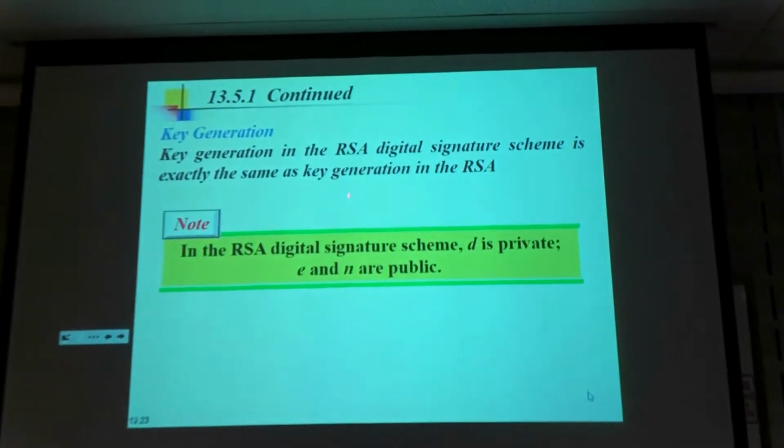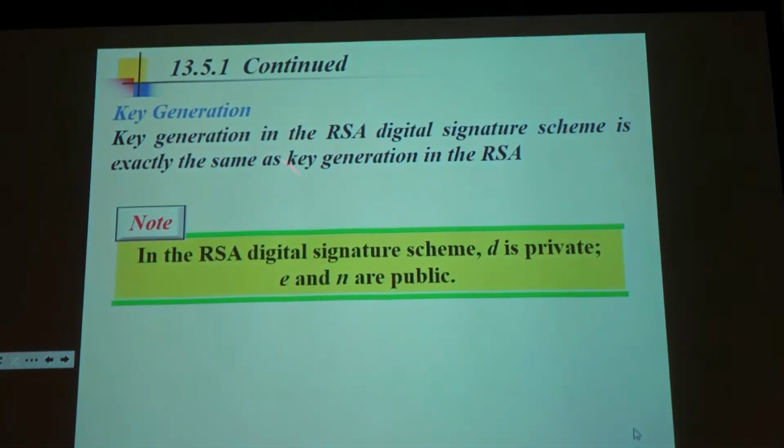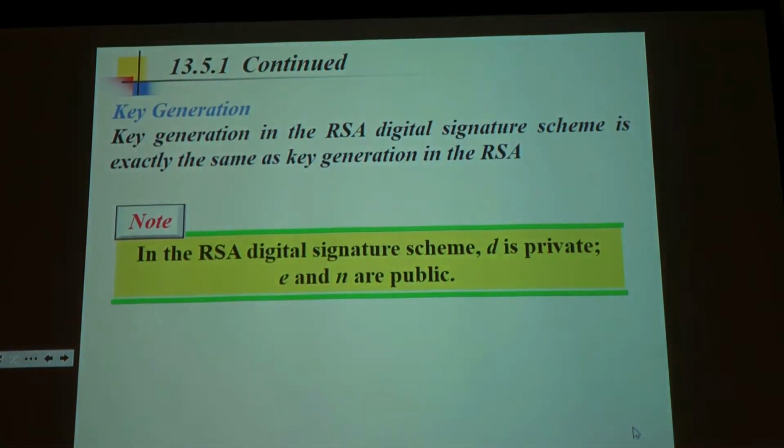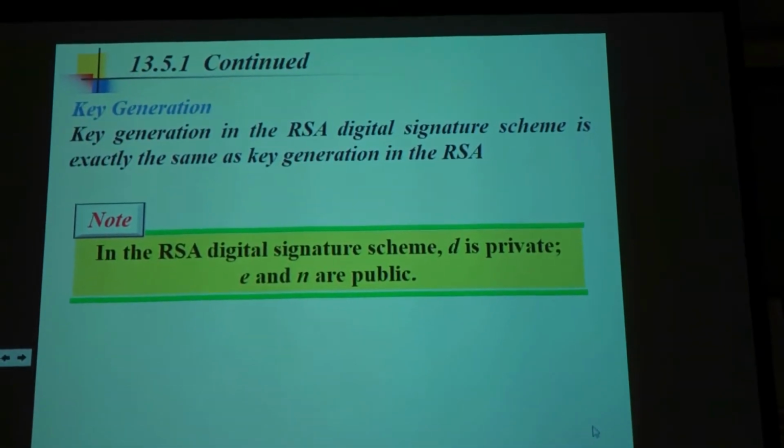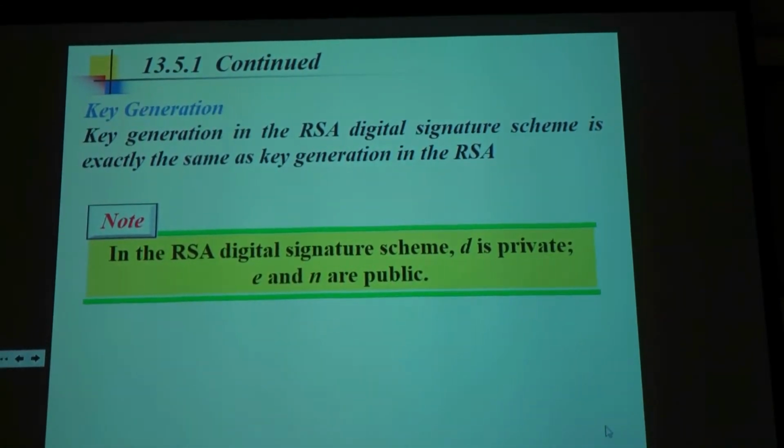The other thing is the key generation. The key generation in the RSA digital signature scheme is exactly the same as the key generation in RSA. So if you know how RSA works, you know how to generate keys, because that's the whole trick. In the RSA digital signature scheme, d is the private key and e, n is the public key, a pair of keys.